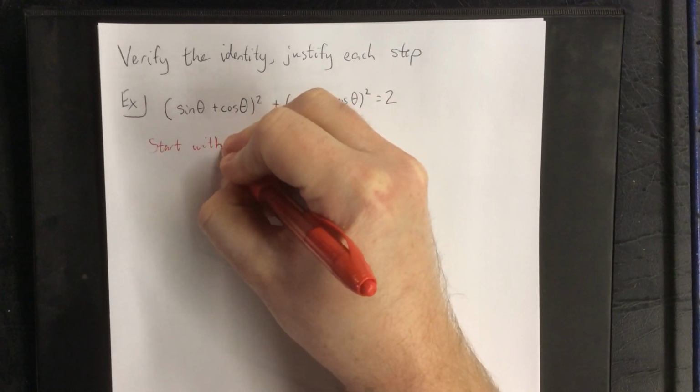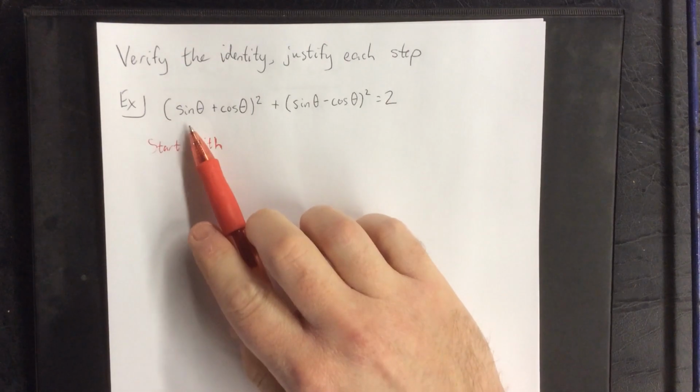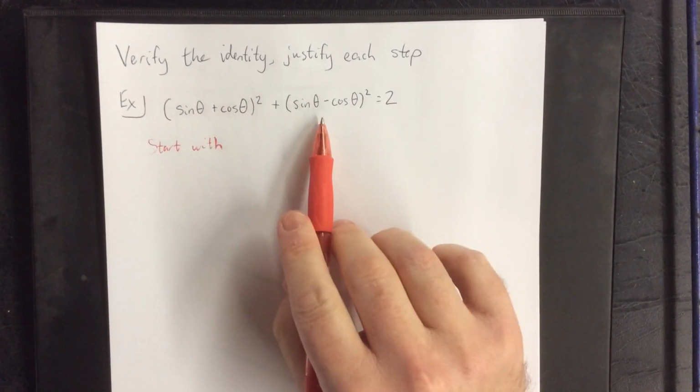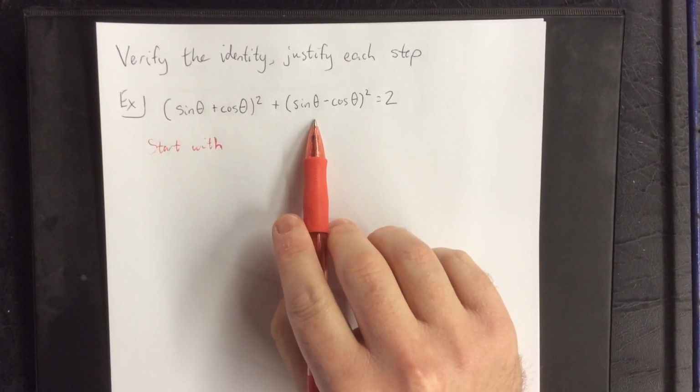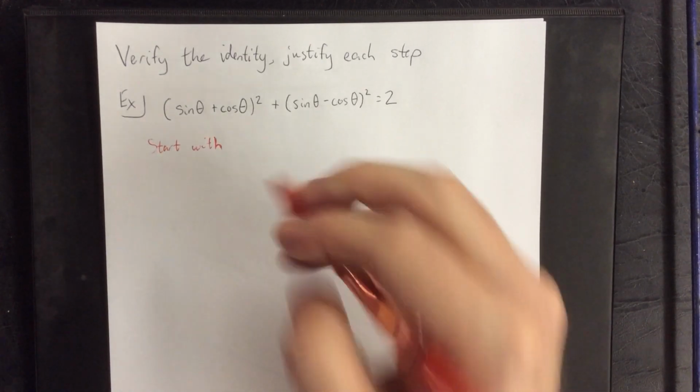Now in a previous video I recommended that you start with the more complicated side. So what do you think? The sum of two squares that both need to be FOILed out, or 2? I'm thinking left-hand side.